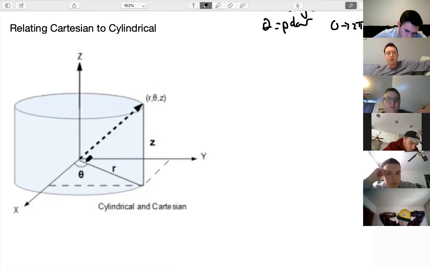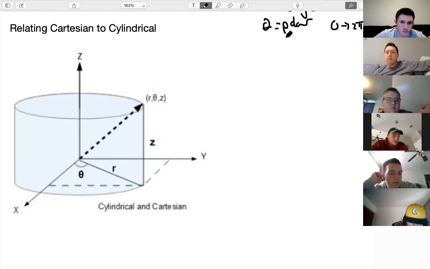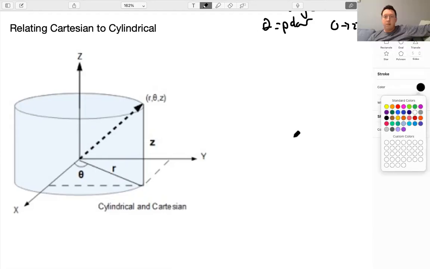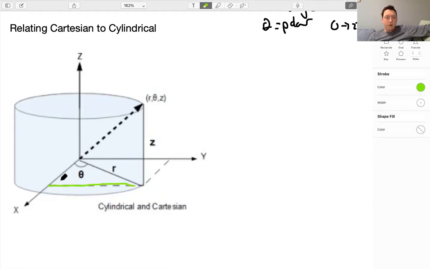So if I think about this little triangle, you did that in green before. Let me try to do the same. Change colors, drop it down in green. If you look at this triangle here, there's an angle theta. The hypotenuse is r, the radius of the cylinder. X is going to be r cosine theta.